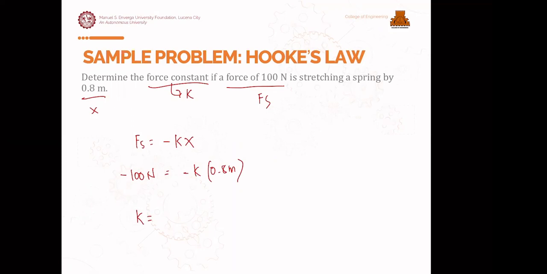So, 100 divided by 0.8 on both sides. Our k value will be 100 divided by 0.8. So, we have 125 Newton per meter.